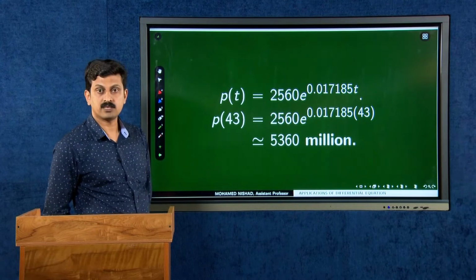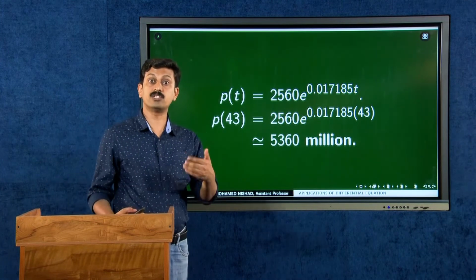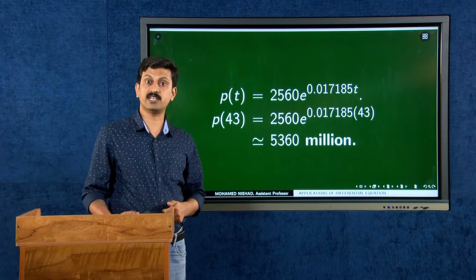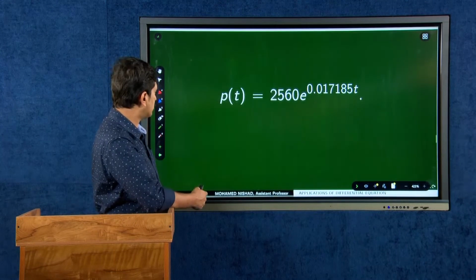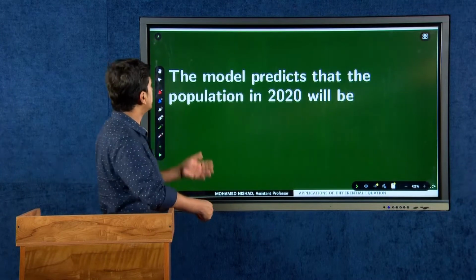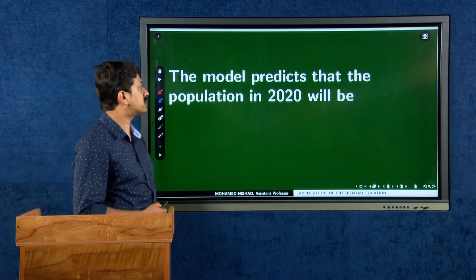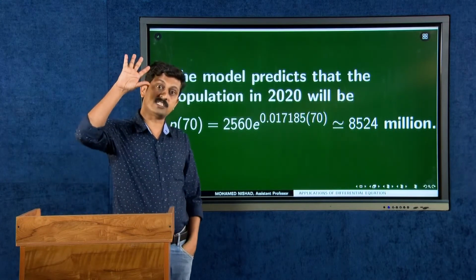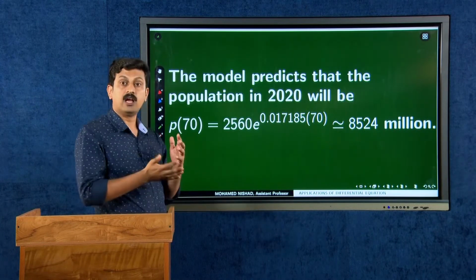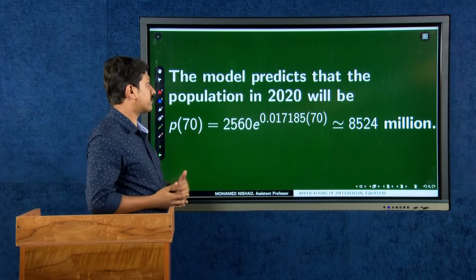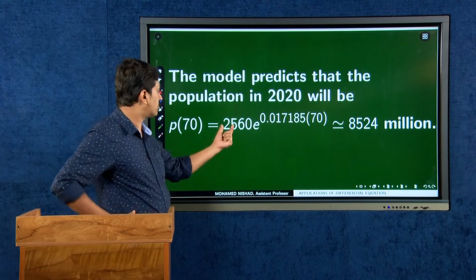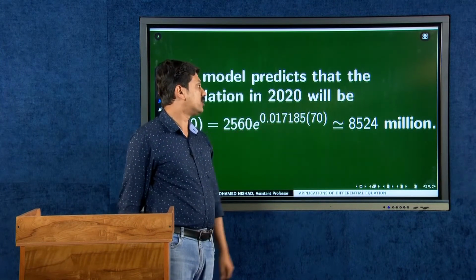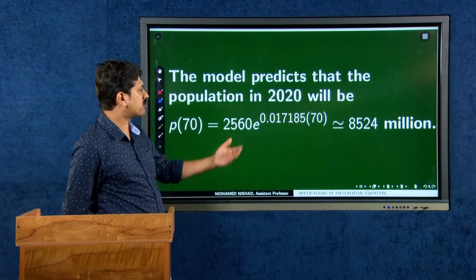So, in 1993 the model approximates the population as 5,360 millions. See, dear students, from 1950 to 2020 it takes 70 years, so the value of t is 70. In 2020, the model predicts the population will be P of 70. Our initial year is 1950. Therefore, t is equal to 70, and P of 70 is equal to 2560 times e raised to 0.017185 times 70. You can calculate it by using a calculator.